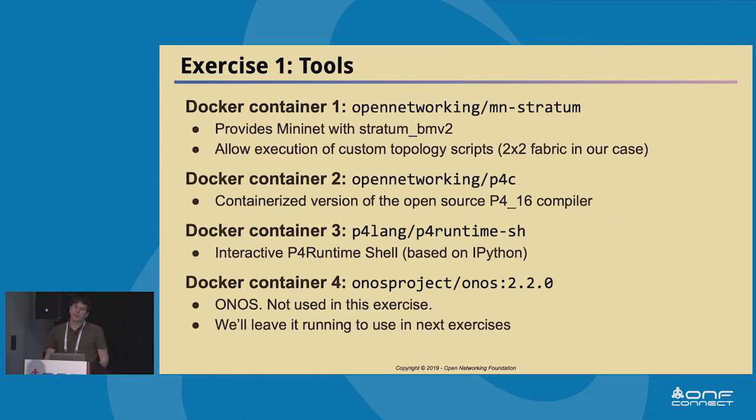The tutorial material is all based on Docker, and in this first exercise we use 4 different tools/Docker containers. We use m-stratum, which is a Docker container which provides Mininet with Stratum BMV2, which is the software switch. This container allows execution of a custom topology script. So in the tutorial files, you will also find a very small Python file that defines a 2x2 topology.